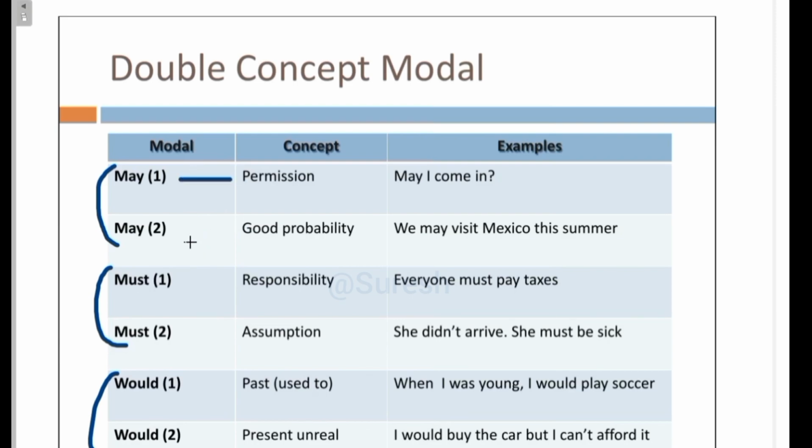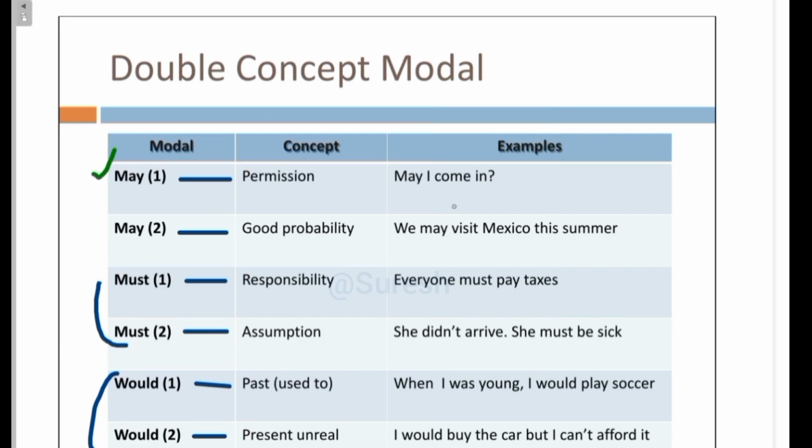Now let us look at each and every modal verb individually, and we will discuss its concept along with the examples given there. May: permission, and the second way of using it, probability, possibility. Must: to tell about responsibility. Must, the second way: to tell about assumption. Would: past, referring to past action. Used to: to tell about past actions, and the second use of would, present unreal.